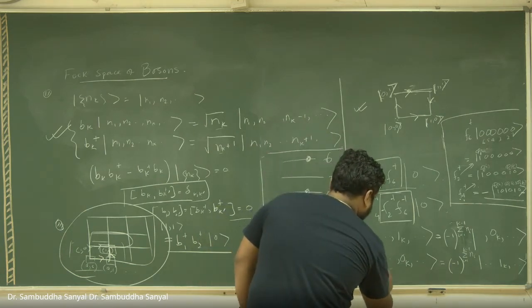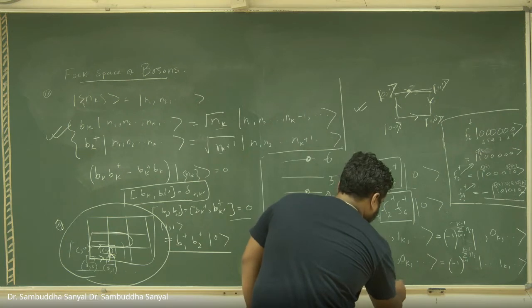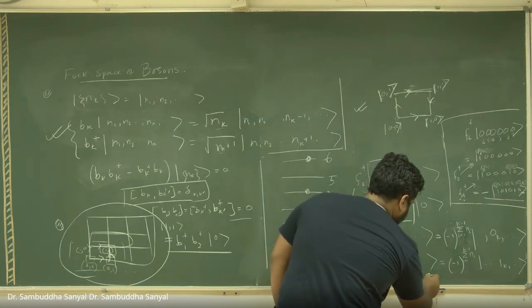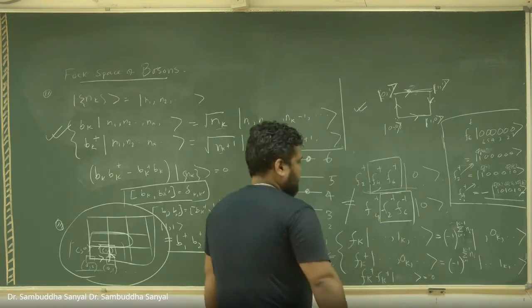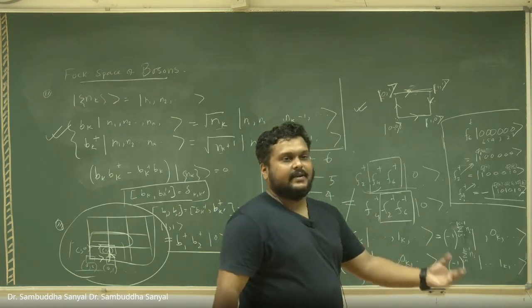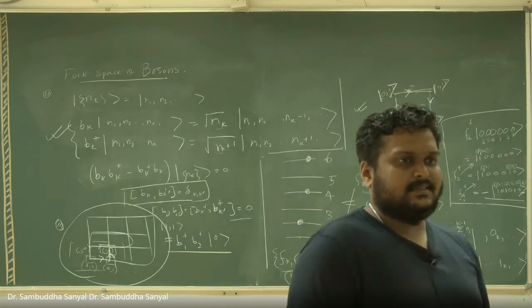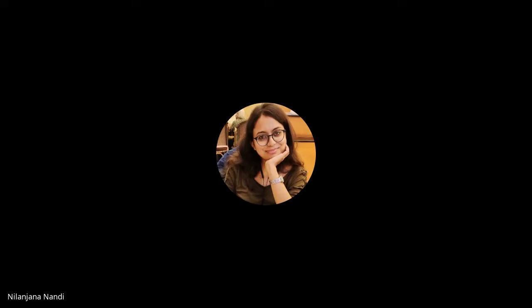Because FK dagger on any state will give you 0, just like double FK on any state will give you 0. Similarly, FK dagger twice will also give 0. Make sense, or you are not satisfied? Not satisfied, but it is making sense.